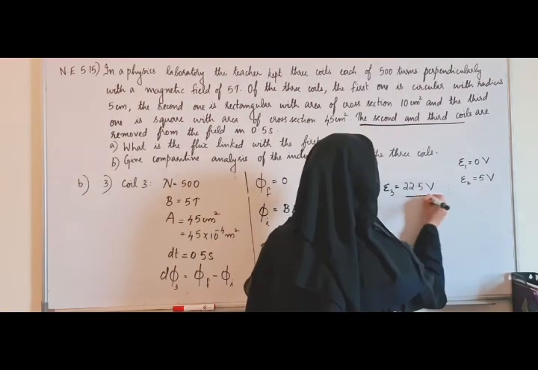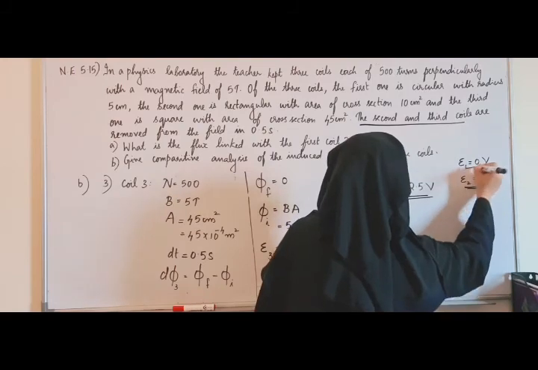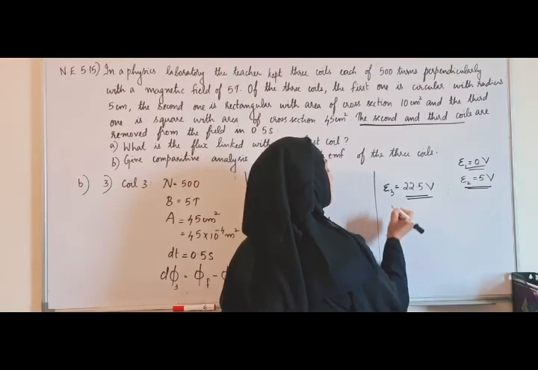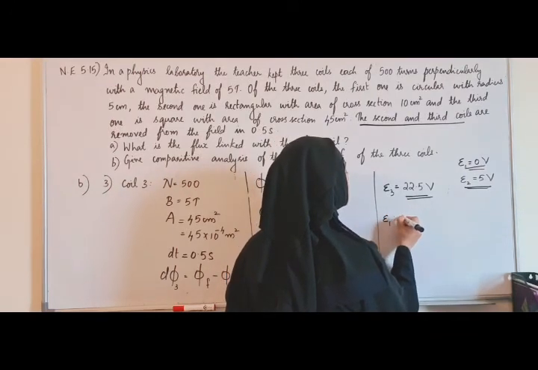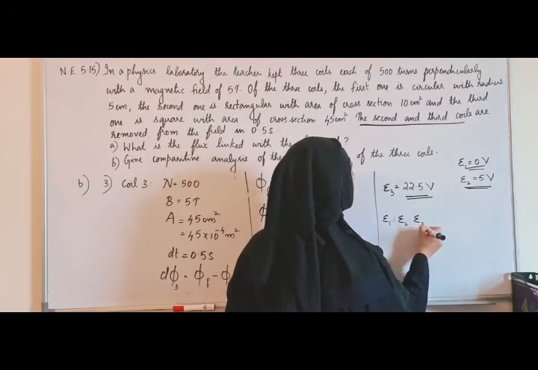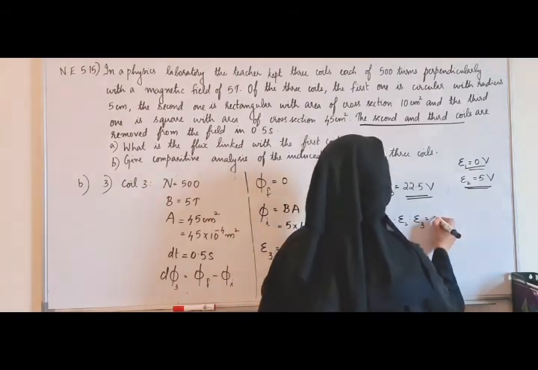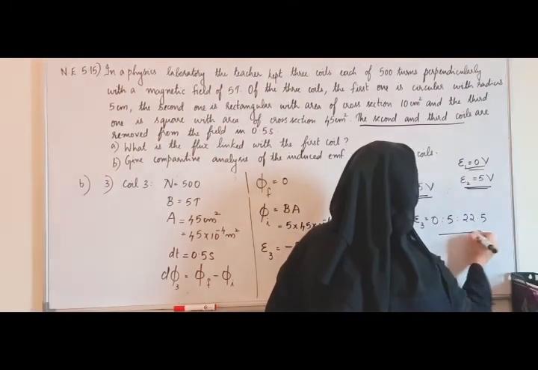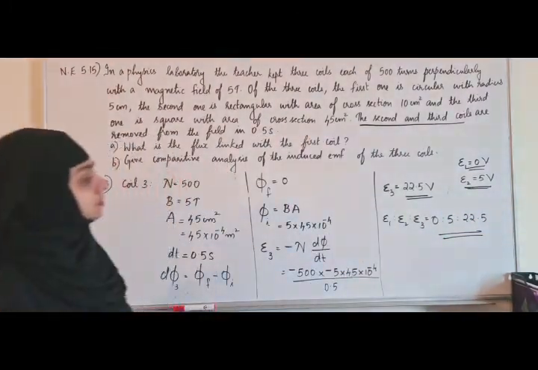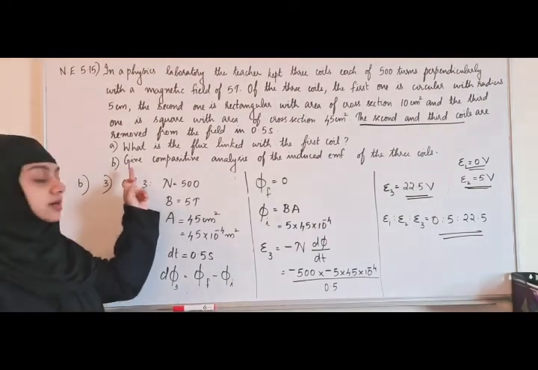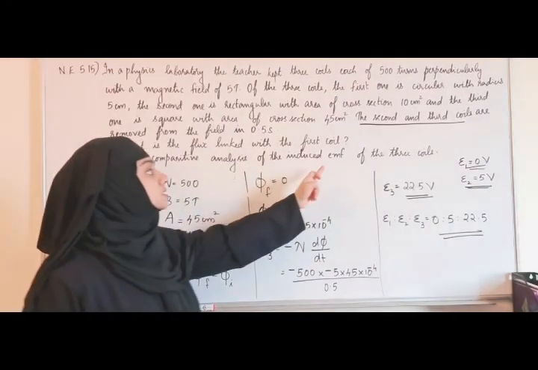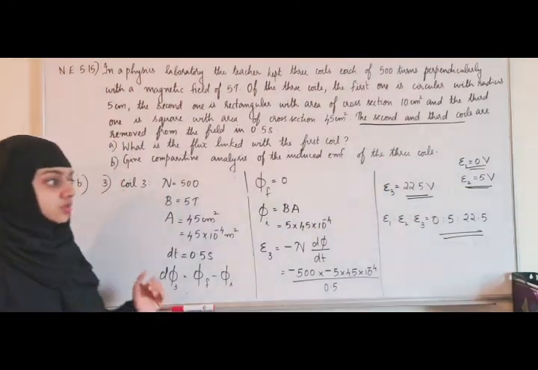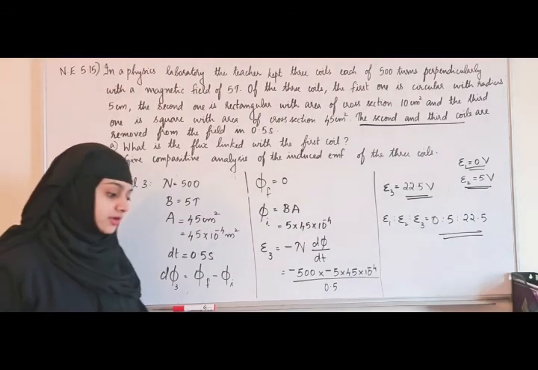So we got these three values. So just if we are analyzing or comparing these values, you can finally write E1 is to E2 is to E3 is equal to 0 is to 5 is to 22.5. So this is the solution for the B part. It's a comparative analysis of the induced EMF of the three coils. I hope this solution is clear to you.